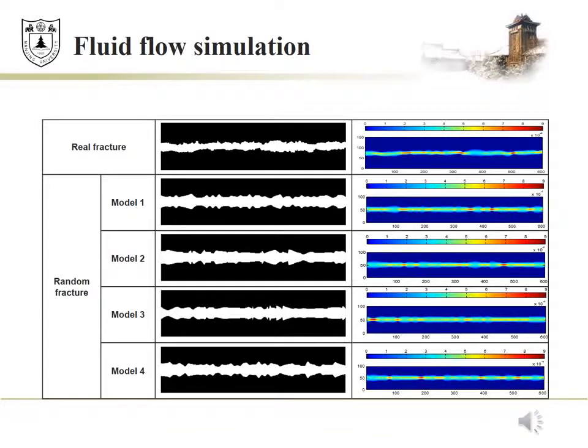We use the LBM to simulate the fluid flow in both a real fracture and random fractures. The random fracture model is generated using the Monte Carlo method, whose aperture follows a certain probability distribution after the probability distribution of fracture aperture is determined. In order to avoid contingency, 4 random fracture models were generated. The random fractures and the simulation are shown in the table.